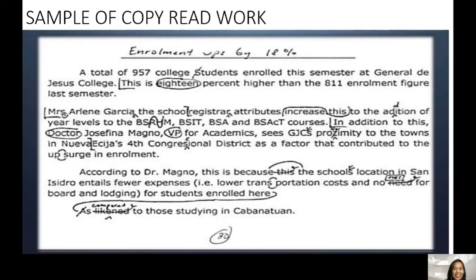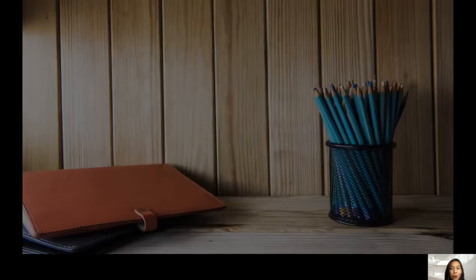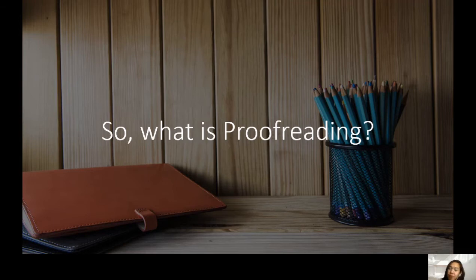Okay, so here, this is an example of your copy-read work. So that's how you do that. You see, there's a 30 at the end if it's done. Now, you have to take note that copy reading is the same with copy editing. Okay, we just use different terms, but they are both different from proofreading. So the question is, what is proofreading? What is this?